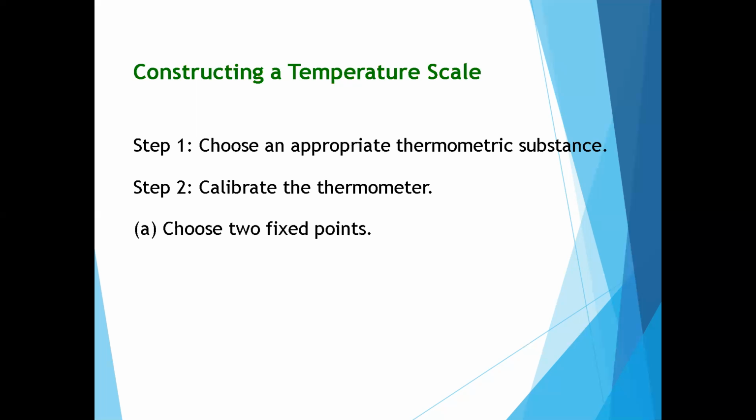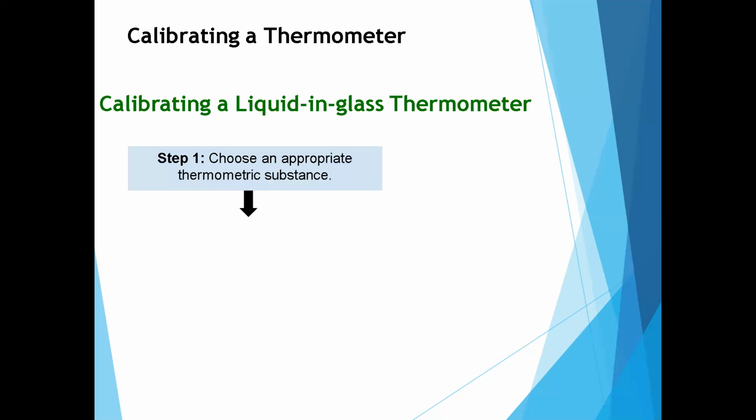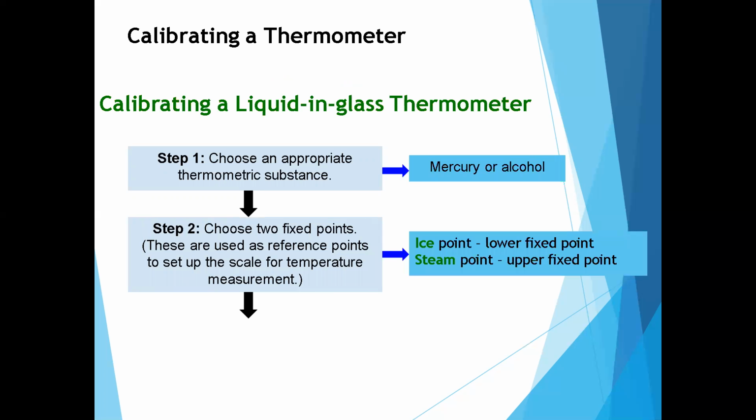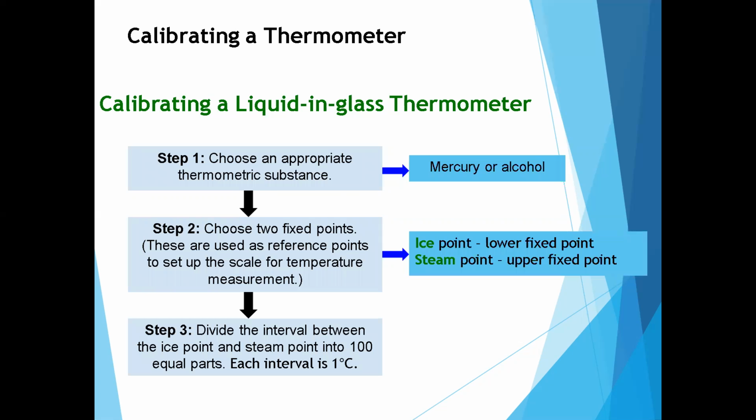So for calibrating a thermometer, we first choose two fixed points. What are these fixed points? The ice point and the steam point. Why do we choose these? Because these are the most commonly used points, the melting point of water and the boiling point of water. So the melting point of water is 0 degrees Celsius, so that's my ice point. It's a lower fixed point that will remain the same every time. And the steam point is the upper fixed point, that is the boiling point of water, which is 100 degrees Celsius. So these are used as two reference points. And then I'm going to divide the interval between 0 and 100.